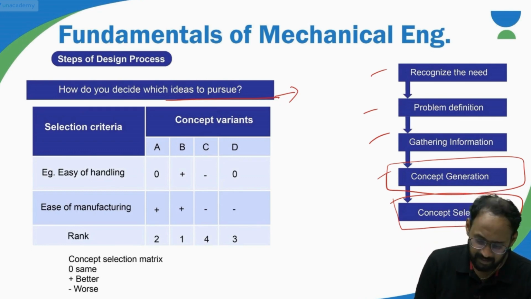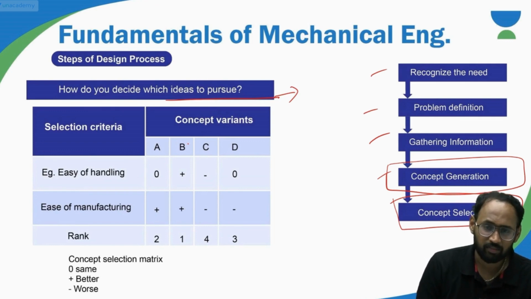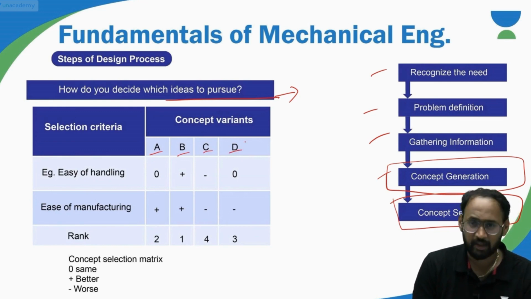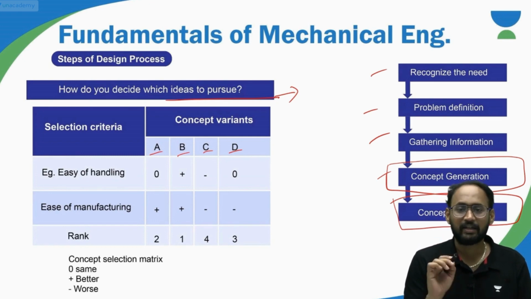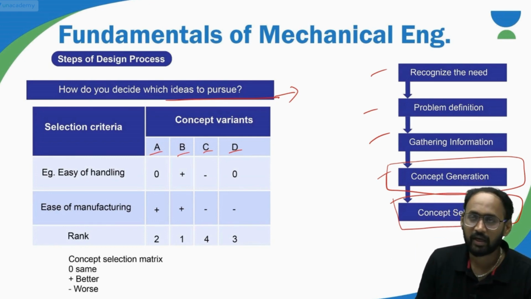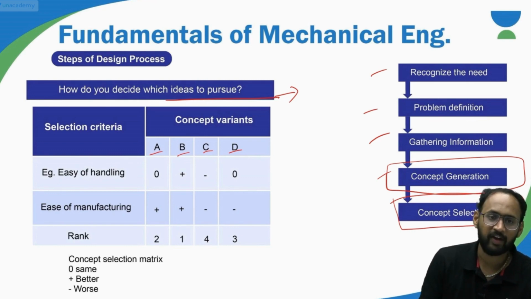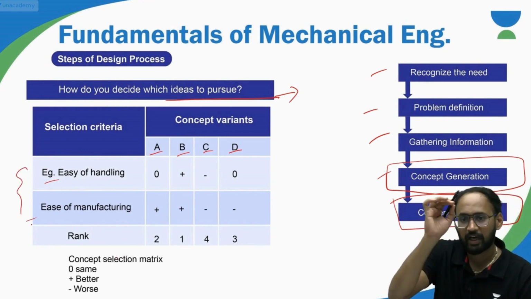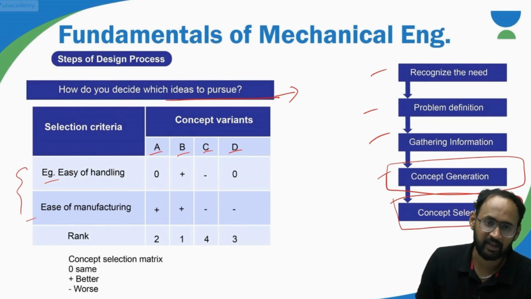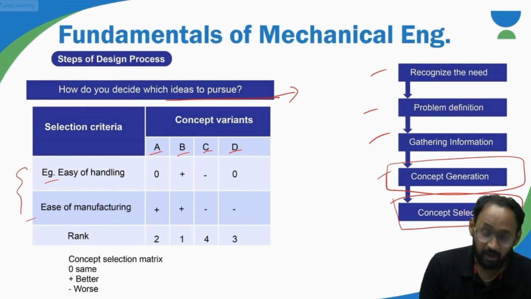Let's take any product as an example, and we have 4 concepts, A, B, C and D, through brainstorming. Now we have to rate and select based on the design considerations. There could be various design considerations. It could be ease of handling, ease of manufacturing, and so on. Here I've just given 2 examples, but you can have a lot of design considerations, and you can also give weightage to them.